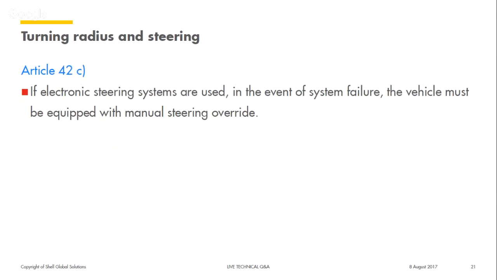And about the steering, if you are using electronic systems, this is something that some teams have tried. We want to ensure that if it fails, the vehicle must still have a manual steering system. Okay, so if you plan to use an electronic system, it is allowed, but you must have a fail-safe backup where the driver can still override the steering. Next slide.